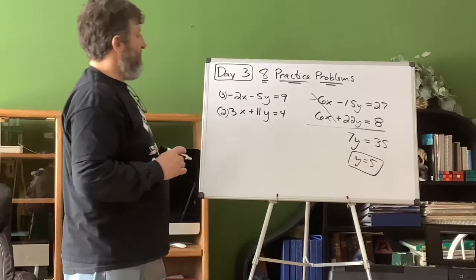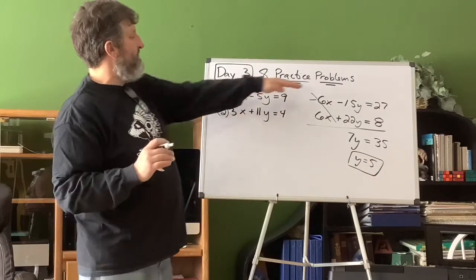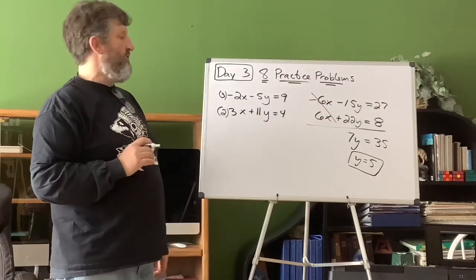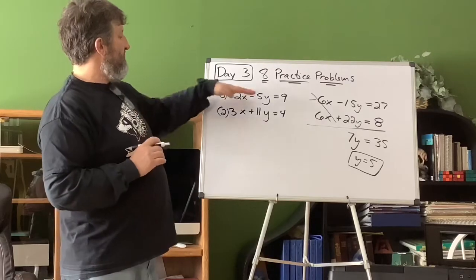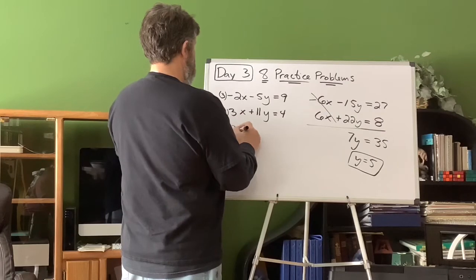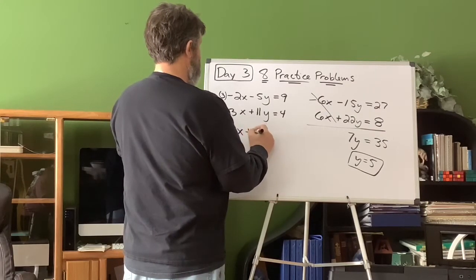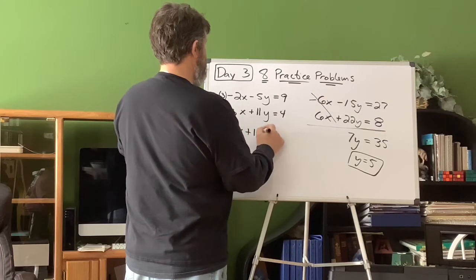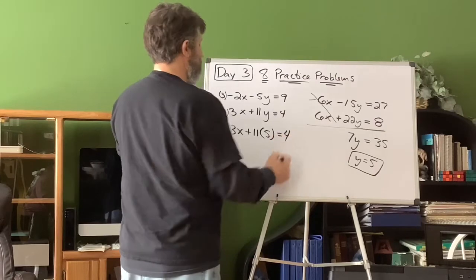Okay, now what can I do with that? You can plug it into any one of these 4 equations. I know I keep saying that over and over, but I still have kids that ask that. You can plug it into any one of these 4 equations. So here we go. 3x plus 11 times 5 equals 4.